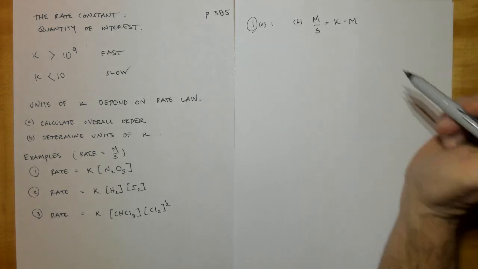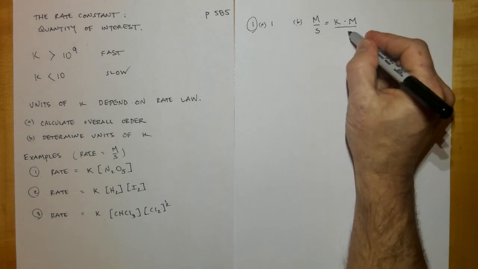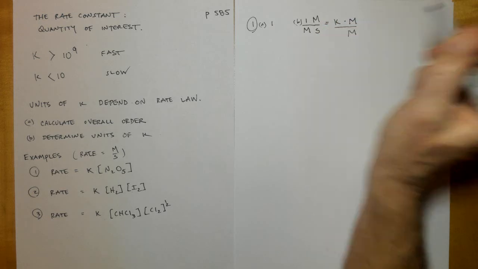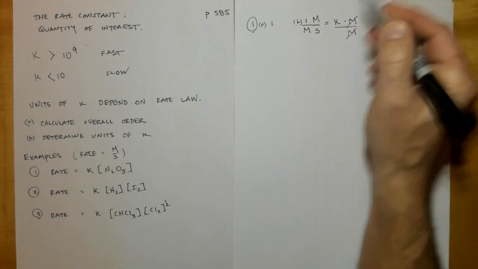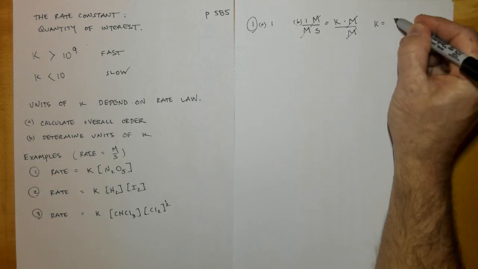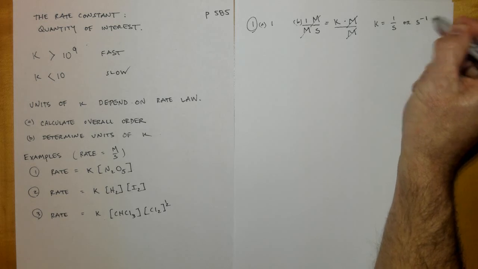Now we want to get K alone by itself to find out what units would be left for K, so we would divide both sides by capital M. The M's right here would cancel, the M's over here would cancel, and the only thing we're left with is K is equal to 1 over seconds, or the other way that it can be written is seconds to the negative 1.